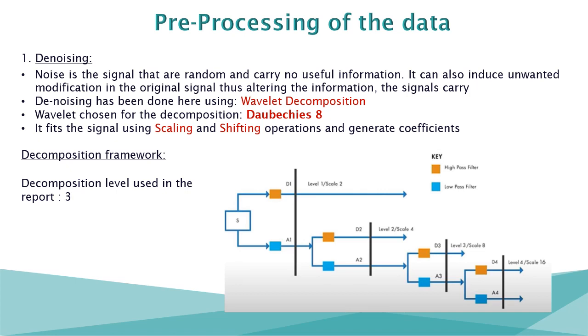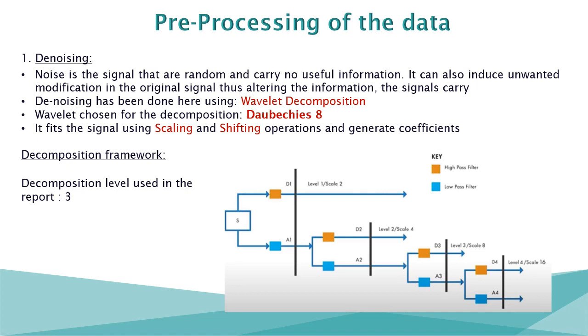After we received our dataset, the first process is the pre-processing of the data, which involves denoising. Here the denoising has been done using a wavelet decomposition method, and the wavelet used is Daubechies 8. It fits the data using scaling and shifting operations and generates coefficients. The decomposition framework can be understood as follows. A signal S is taken, it is first subjected to a special type of low-pass and a high-pass filter to yield low-pass and high-pass filter bands at level 1.